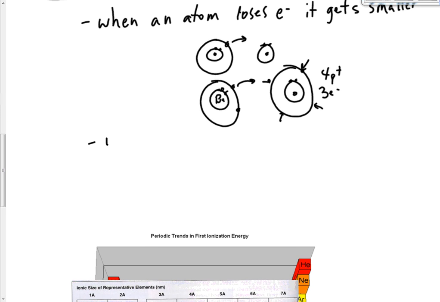When an atom gains electrons, it's bigger.